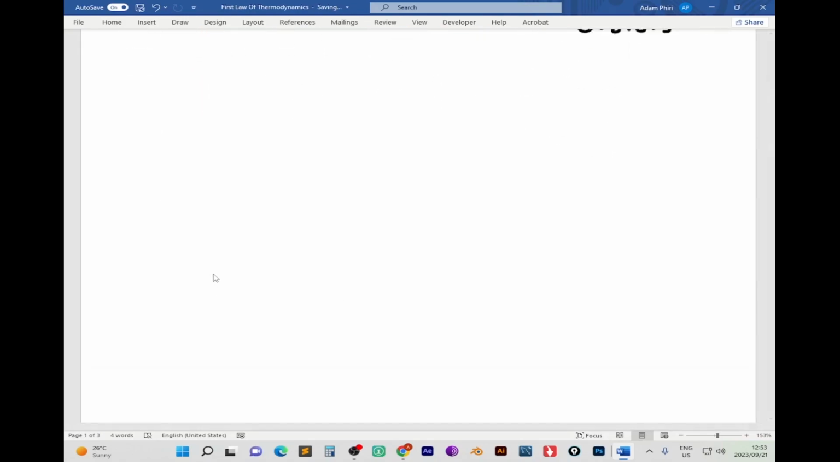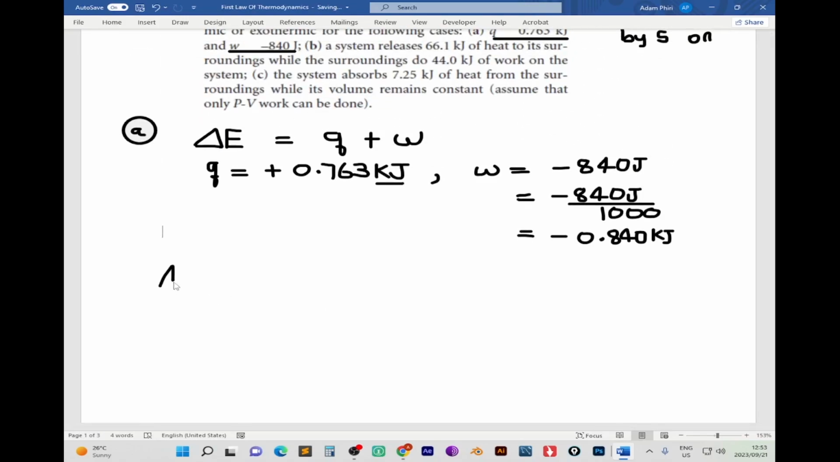What else do we check? We also check the equation. So we now have the right equation: delta E equals the Q there. Our Q value is 0.763 kJ, plus negative 0.840 kJ. All right, so we add that together. Adding that together, you can punch that in a calculator.